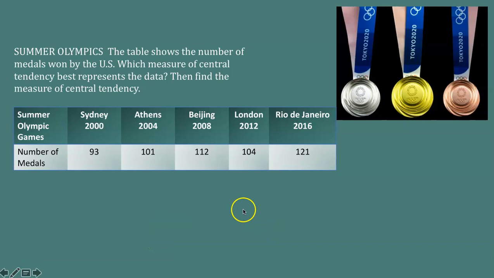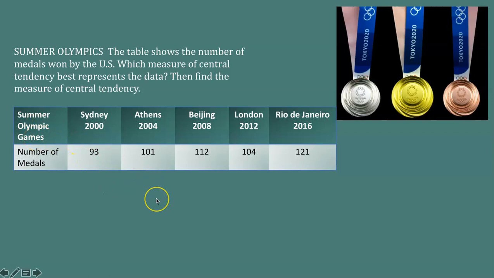Our first set of data is about the Summer Olympics. The table shows the number of medals won by the US. Which measure of central tendency best represents the data? Then find the measure of central tendency. We're going to start by just examining this table and trying to understand it. In this row, the title is Number of Medals. In this row, the title is Summer Olympic Games.